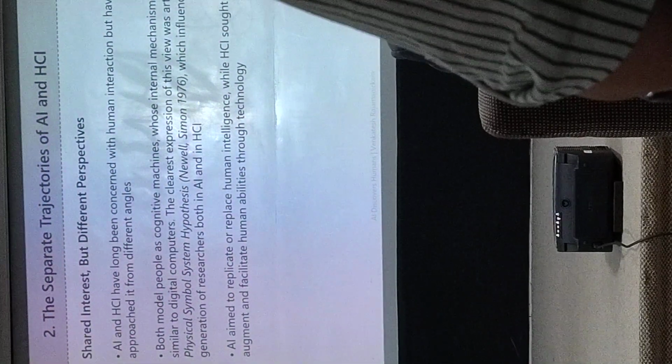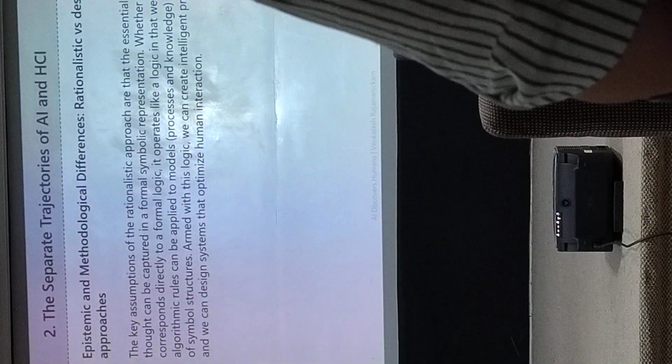The difference is AI aimed to replicate or replace human intelligence, while HCI sought to augment and facilitate human abilities through technology. So that's a key difference, right? One was trying to replace human beings, and the other one was trying to let us augment, kind of things that Punya was talking about this morning, right? I mean, like a partner in crime, you work together, I tell you what to do, you tell me what is possible, and then we kind of go back and forth and then refine what we want to do.